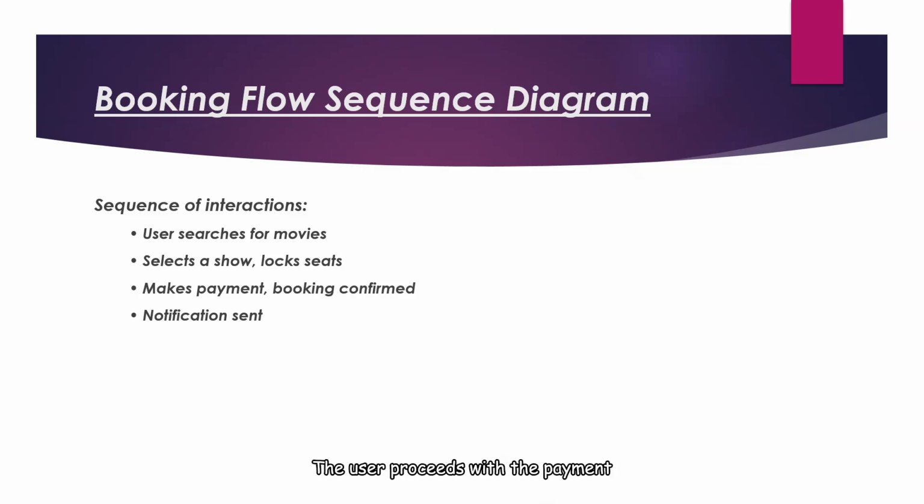The user proceeds with the payment process, choosing a payment method and completing the transaction. Once payment is confirmed, the system marks the booking as confirmed and sends out the confirmation notification via email or SMS to the user. This sequence ensures that all actions are properly synchronized and the system reacts in real time to the user's action.